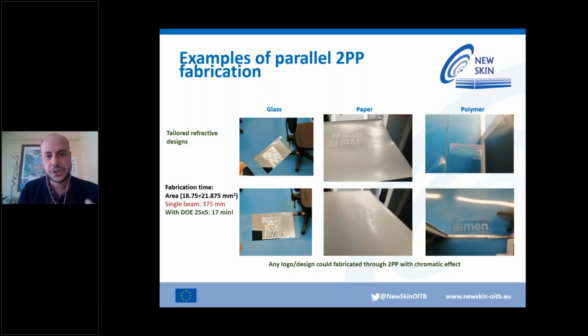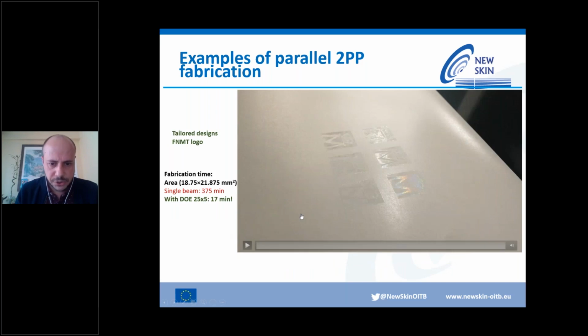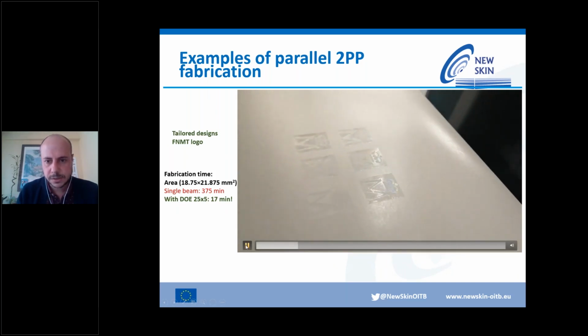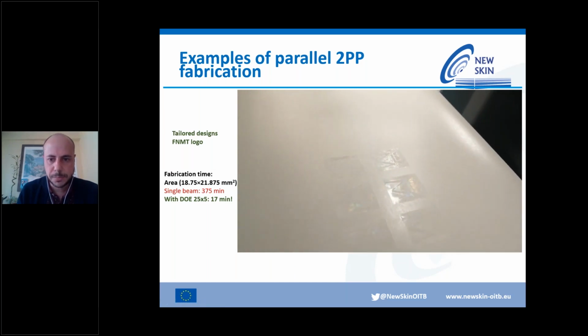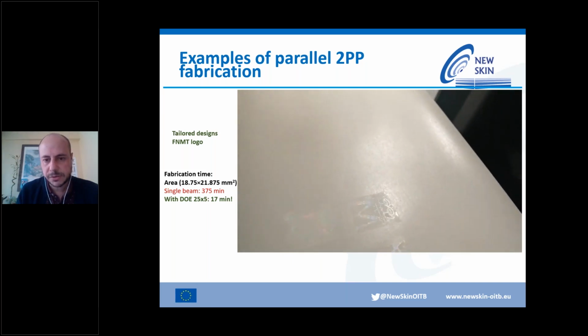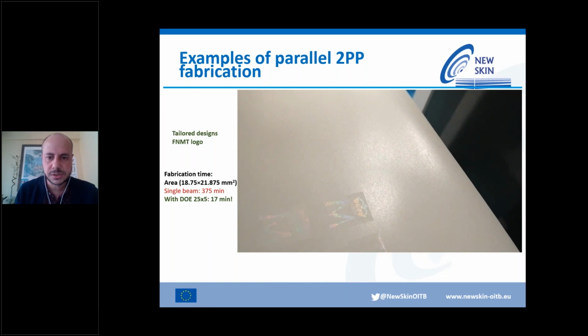You can change the shape or the effect of your batch from the very first sample to the last one by changing only a few parameters in the fabrication process. Let me just show you a quick video of the effect. You can observe how, by moving the paper, you can see the different effects on the fabricated structures. I hope you can see it, because sometimes with the streaming it's not very easy to see this kind of effect.